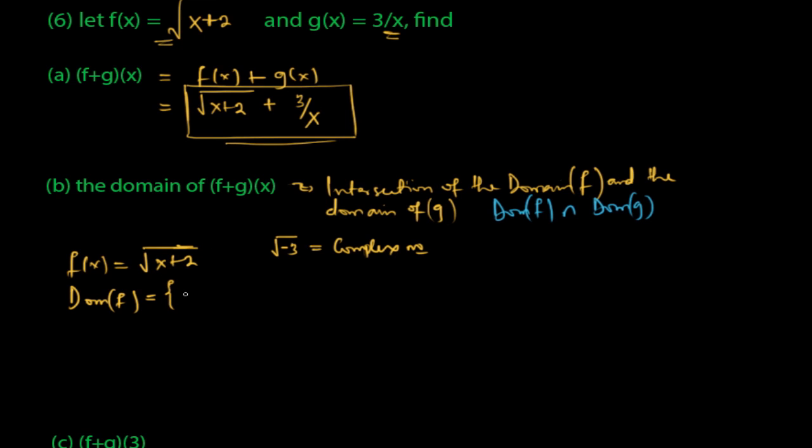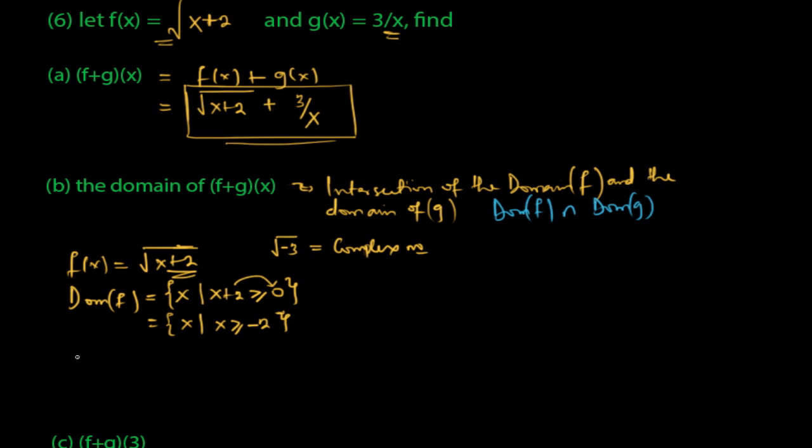So the domain of f is the set of all real numbers such that x plus 2 must be greater than or equal to 0. Any other number sets this whole thing to be a complex number. In other words, the domain is x such that, when you bring the 2 over, it becomes x greater than or equal to -2. This is the domain of f.